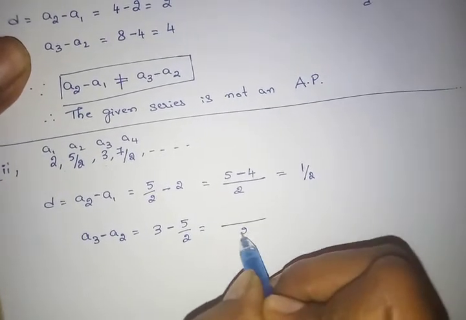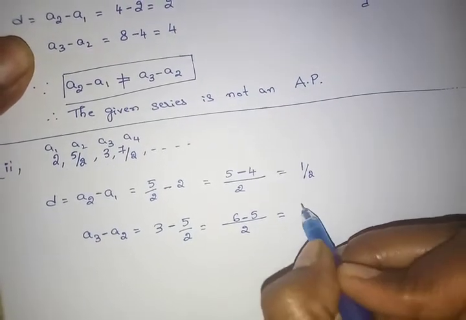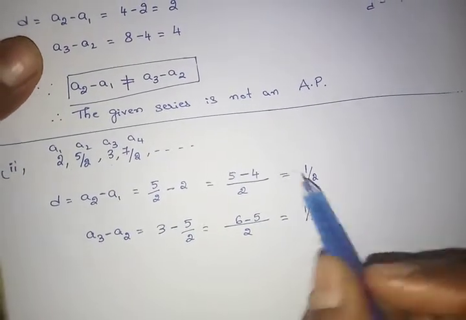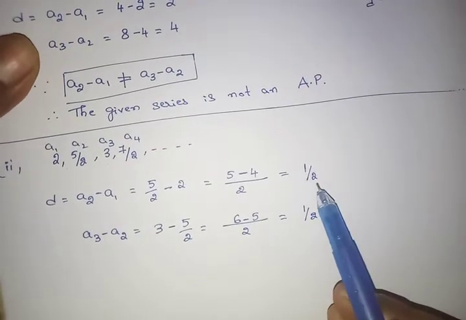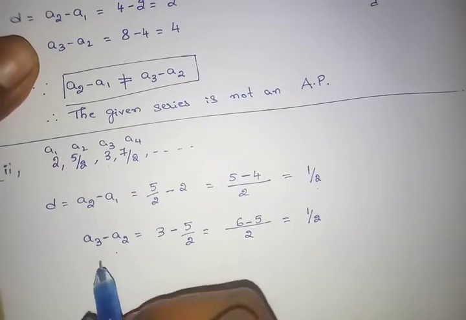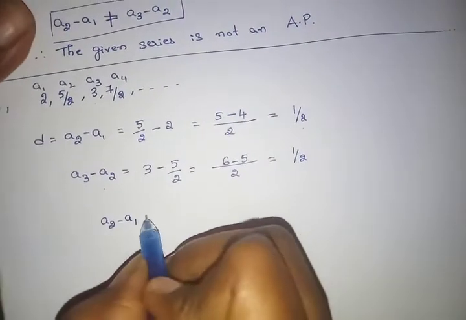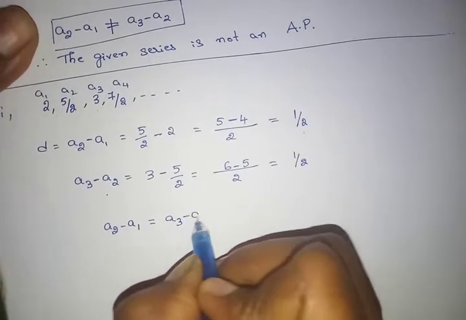a3 value is 3, minus a2 value 5 by 2. Take LCM. 3 2s are 6 minus 5, that is 1 by 2. See here, what did you get? a2 minus a1 value is 1 by 2. a3 minus a2 value is 1 by 2. Both are equal now. a2 minus a1 equals a3 minus a2.